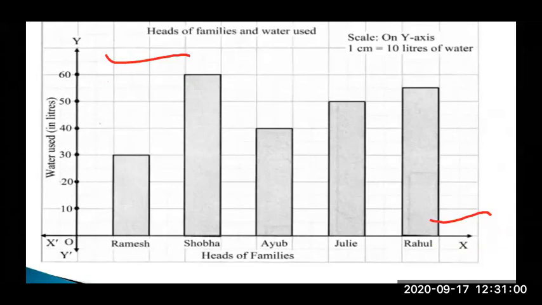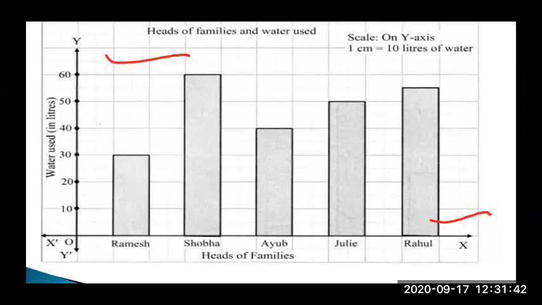Then what you have to do? You have to write the scale. First, you have to draw the x-axis line and y-axis line. Then you have to write the scale. The scale is already given in the book. It is given on the y-axis: 1 centimeter equals 10 liter of water. So your scale will start with the table of 10, 20, 30, 40, 50. Is it clear, everyone? The scale, whatever is given, that same scale you are going to write down, and you have to use that same number for starting on the y-axis, that is 0, 10, 20.